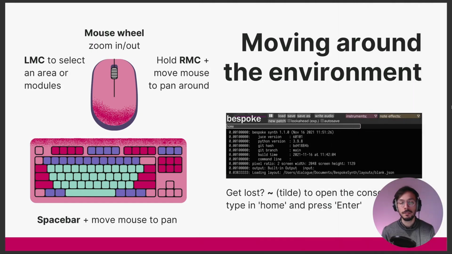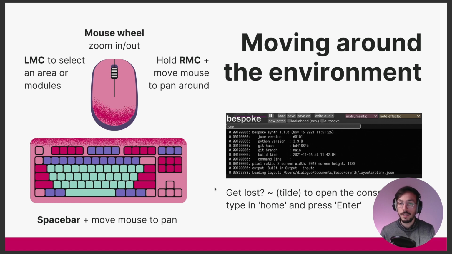Every time I try to learn a new software, the first thing I want to know is how to move around the environment. So it's pretty simple here. You can use a standard left mouse click to select an area or modules or perform these standard actions you do in every software. You can use the mouse wheel to zoom in and out, and by holding the right mouse click, you can move your mouse around to pan the view. And you can do the same thing using spacebar, so spacebar plus your mouse movement to pan around the canvas.